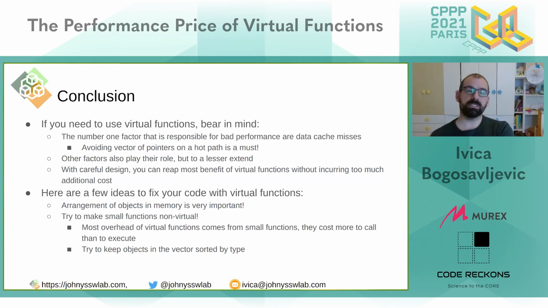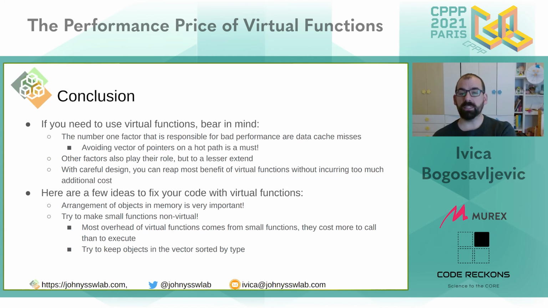As we've seen in the lecture, the data cache misses came from the vector of pointers. In that case, the code was about 7 times slower. In all the other cases it was about 2 times slower, 1.5 times, but 7 times is something that you should really try not to have. With careful design, you can reap most benefits of virtual functions without incurring too much additional cost.